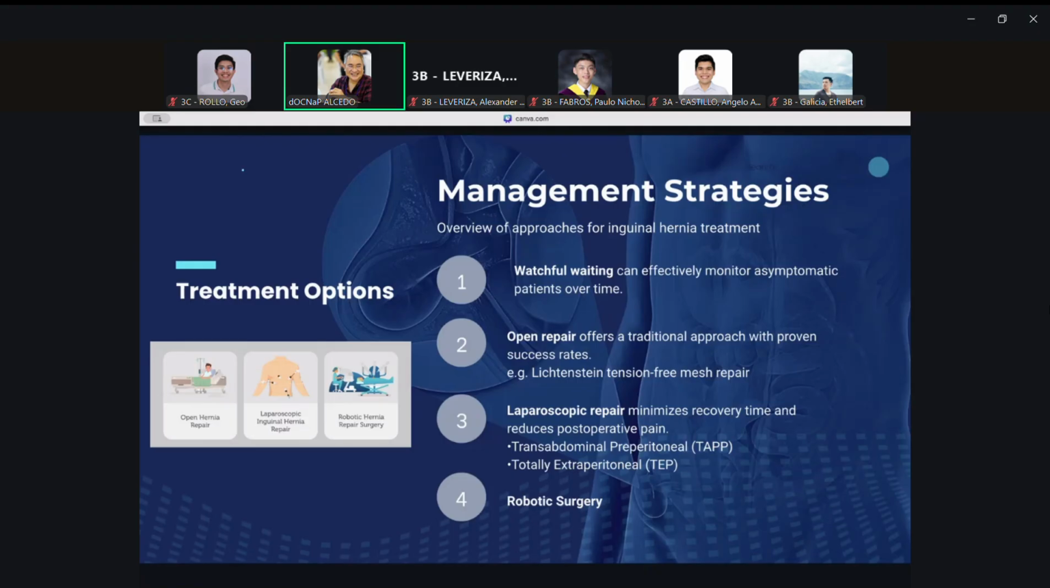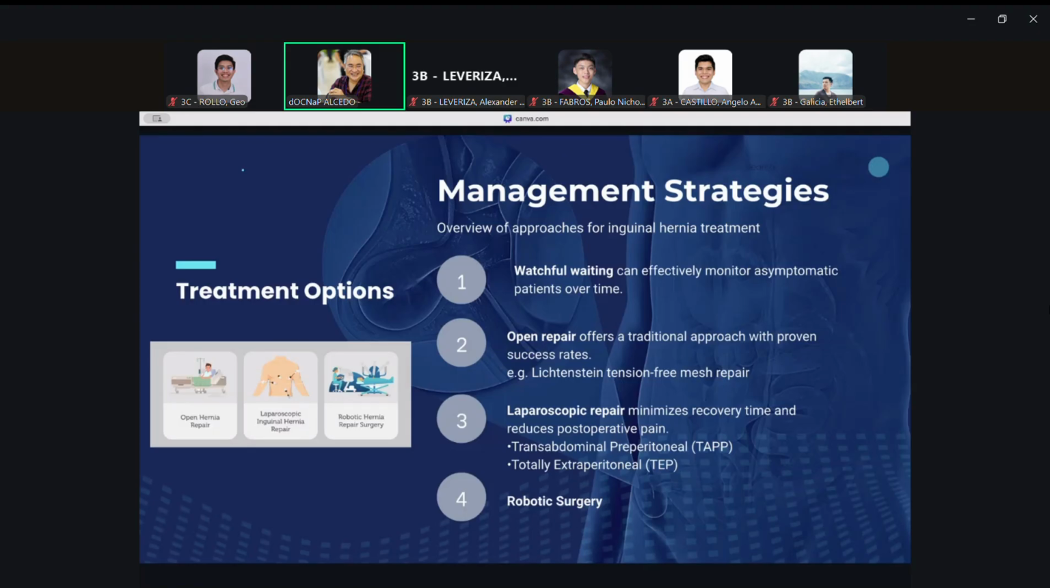One is open repair, which is the traditional approach, and it has been proven to be very successful. At present, the most common, which we most of the time do, is with the use of a mesh. We employ the Lichtenstein tension-free hernioplasty, no? With the mesh. And the use of the mesh can be either through the anterior approach, open repair, or through the minimally invasive approach, no?